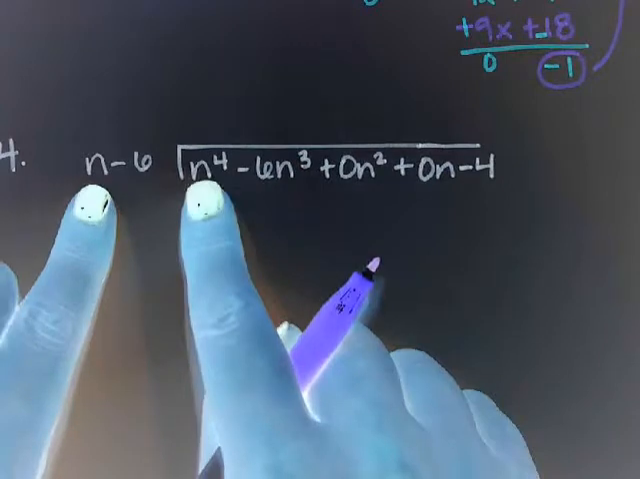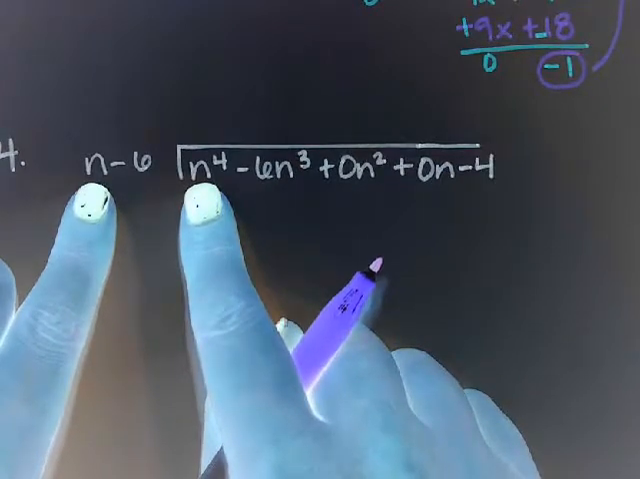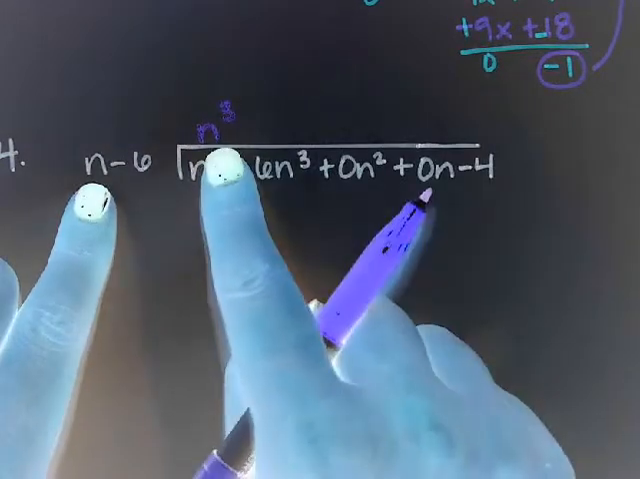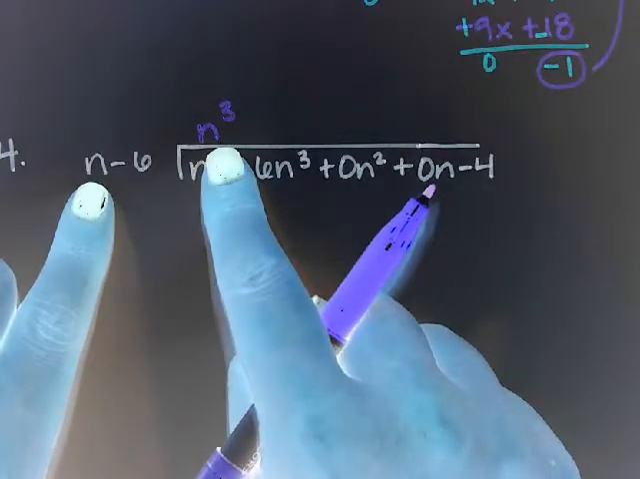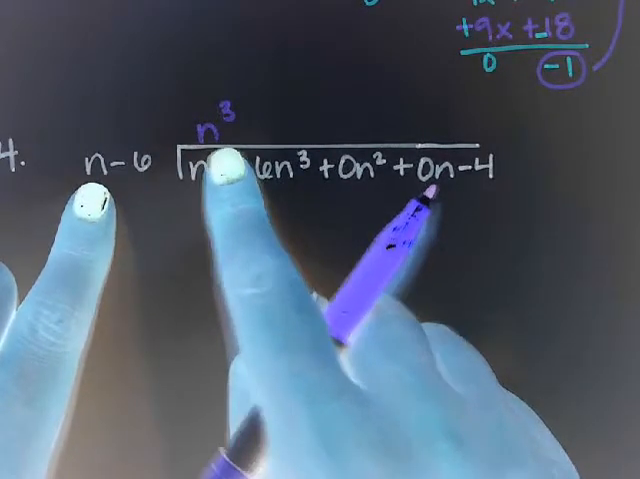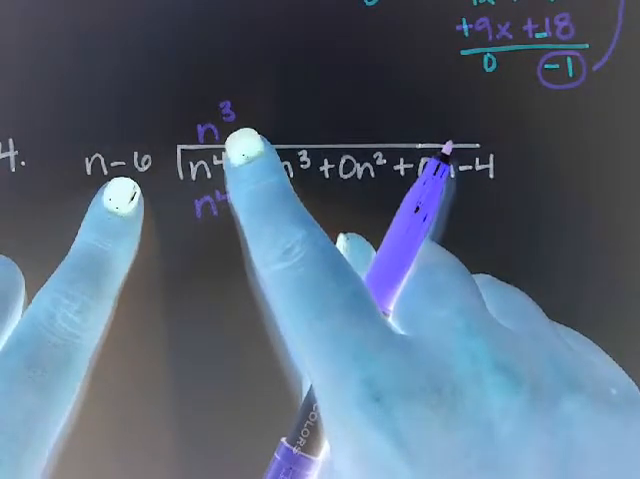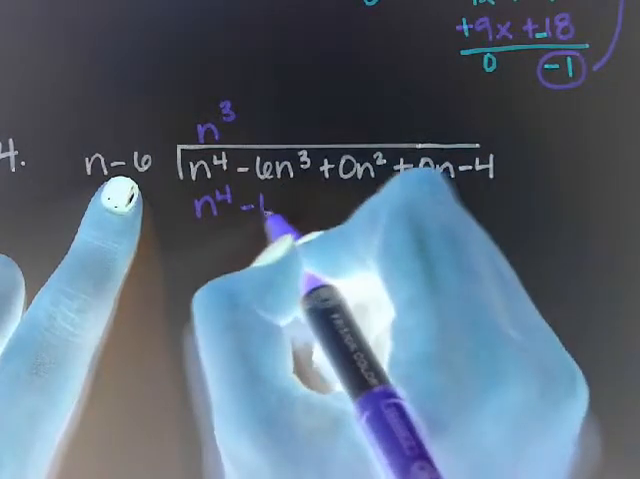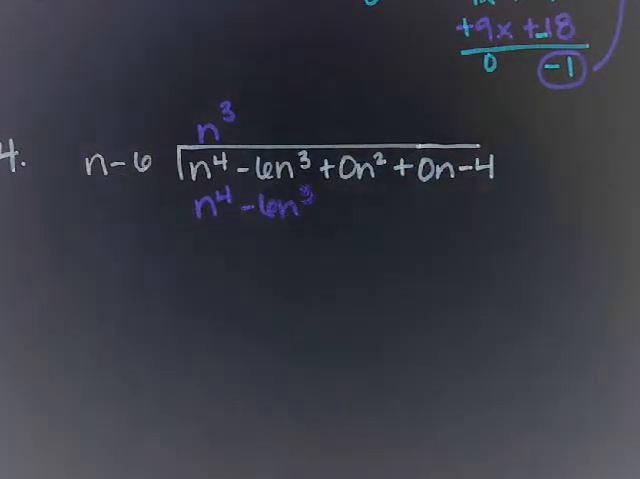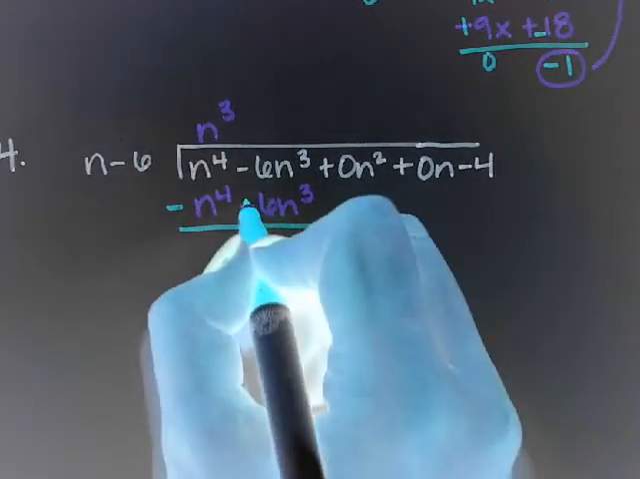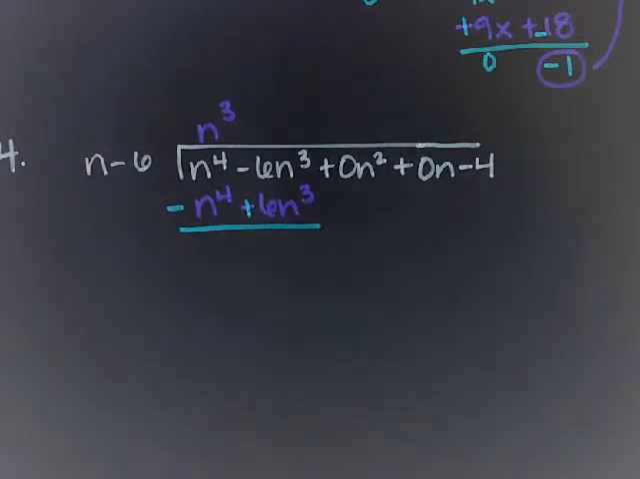So I say n times what is n to the 4th, and it would be n to the 3rd. And then I say n to the 3rd times n, Dylan. Okay, and n to the 3rd times negative 6. Negative 6n to the 3rd. Okay. And I draw my line, and I change my signs, and that's when things get weird.